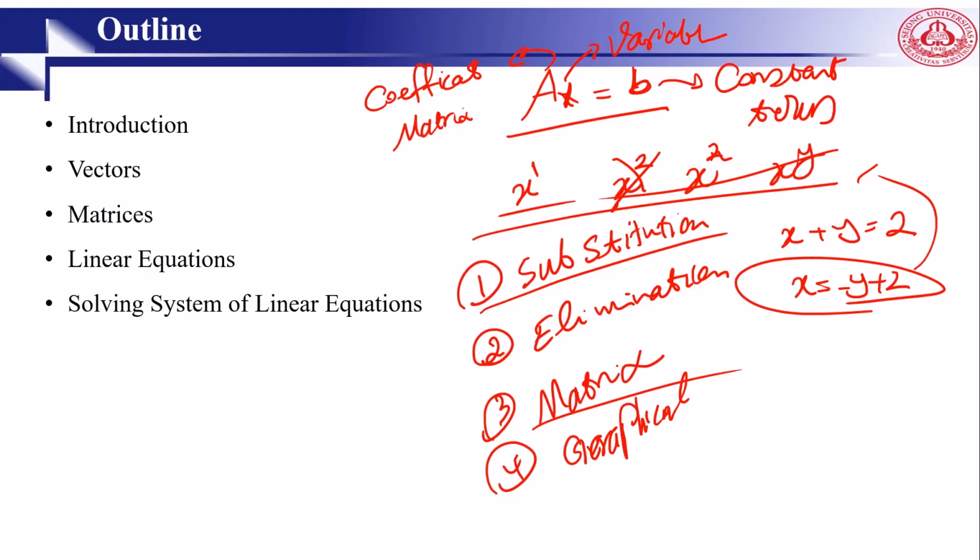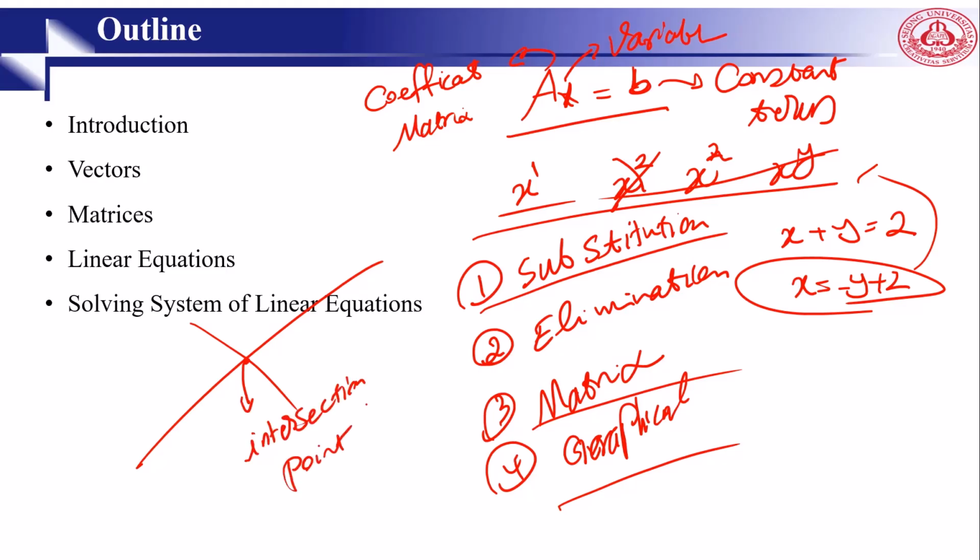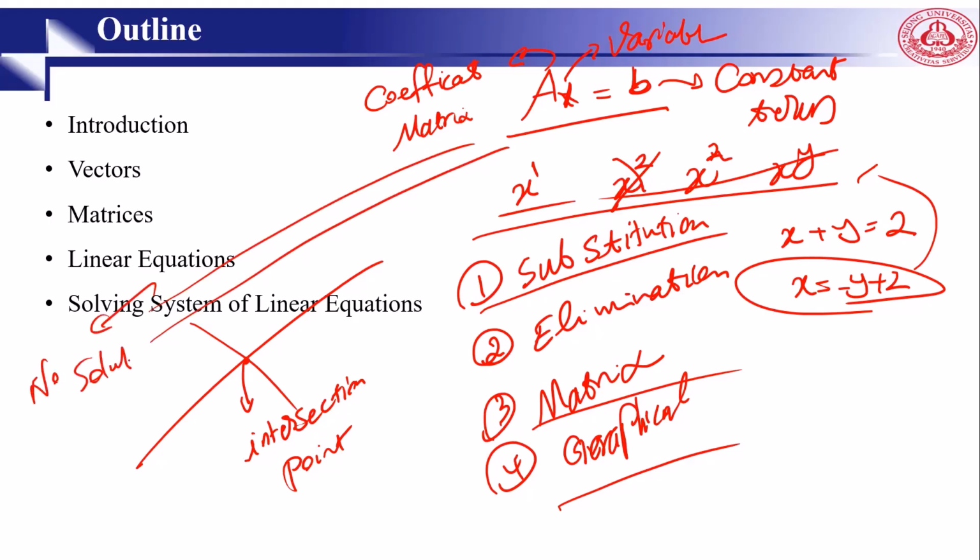And in the graphical method, I showed you in the previous lecture how we do plotting, and based on the plotting, whenever lines cross each other, we say there is an intersection point. And the intersection point is the solution set. For example, if they are parallel, then there is no solution. Or if they overlay each other, then there are infinitely many solutions.